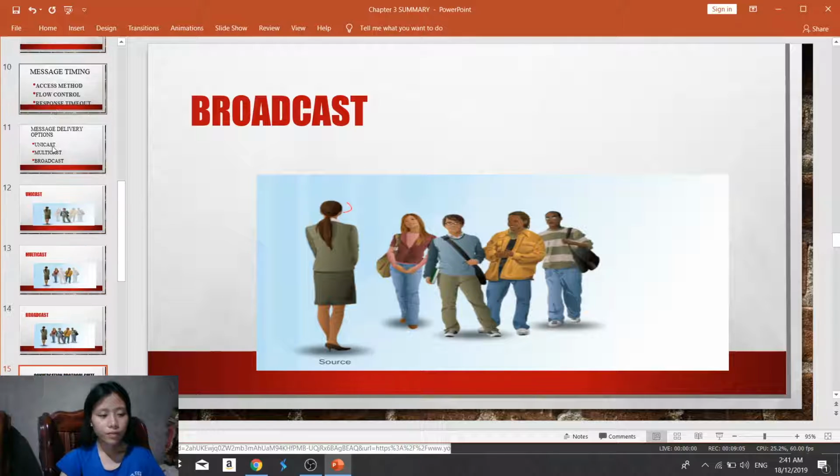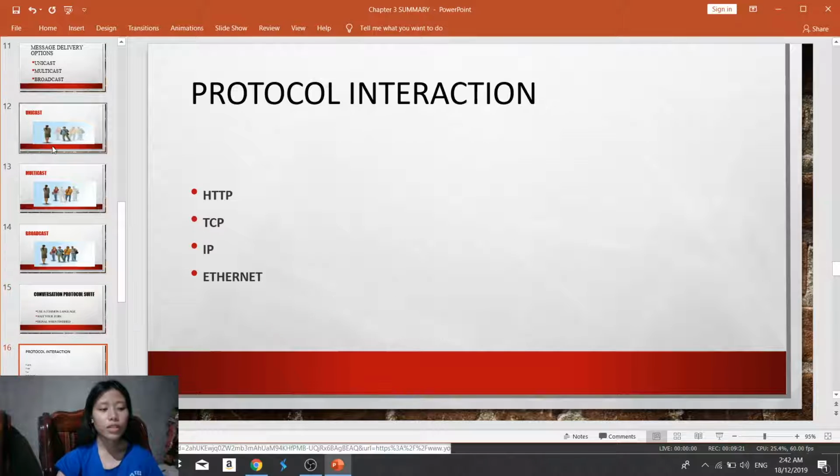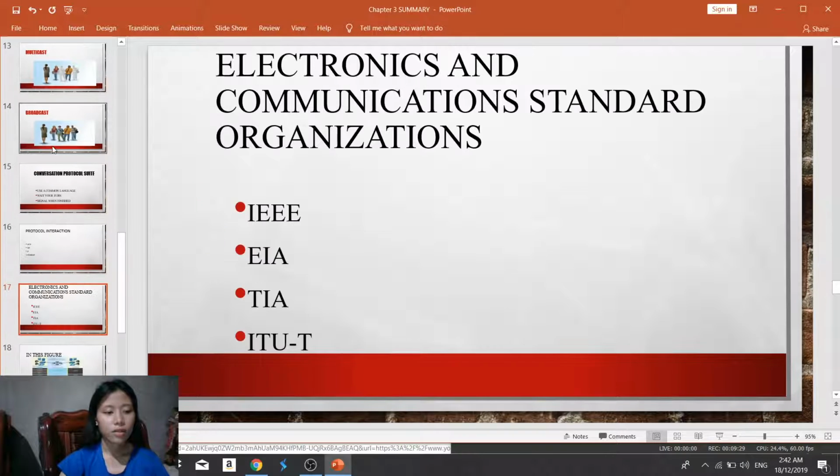Then the conversation protocol suite: it uses a common language, wait your turn, and signal when finished. For protocol interaction, it uses HTTP, TCP, IP, and Ethernet. For the electronics and communication standards organizations, we have the IEEE, EIA, TIA, and ITU-T.